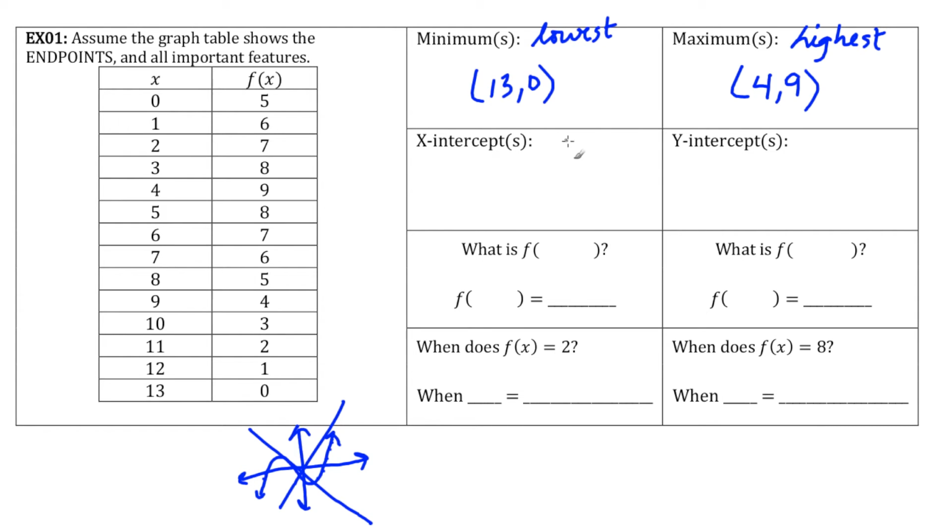X-intercepts. Remember that the x-intercept is where it's crossing the x-axis. So the x will change, but the y will be 0. So I look for that. 13, 0 again is my x-intercept. My y-intercept is where it crosses the y-axis. So the y can change, but the x will never move left or right. So I'm going to look for x equals 0. Okay, 0, 5.